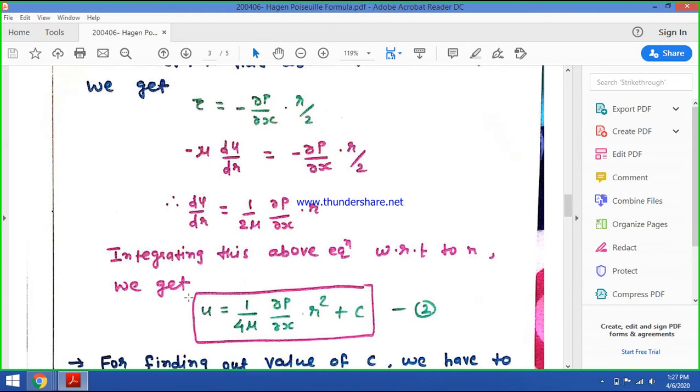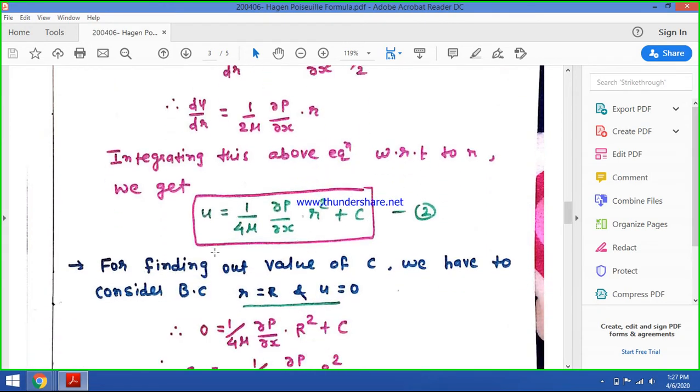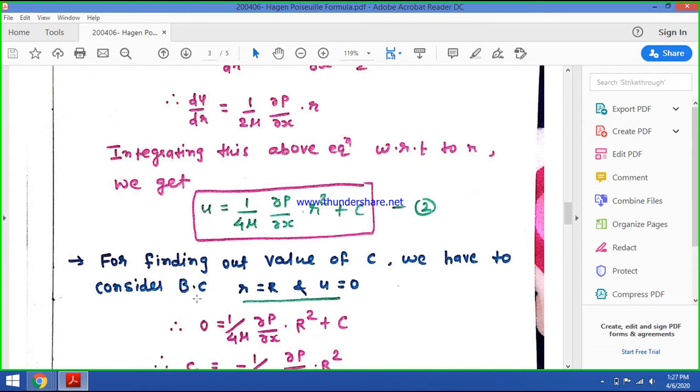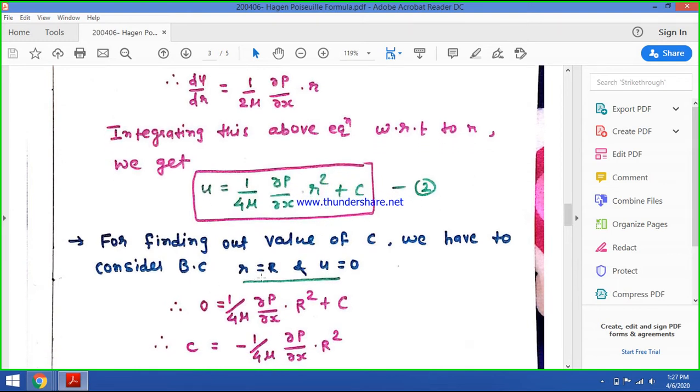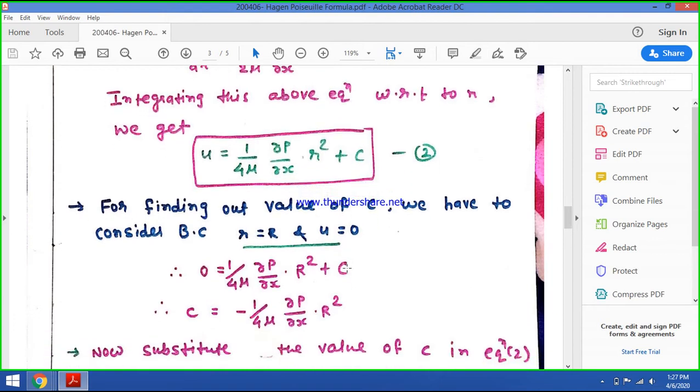Okay, so what will you get? You will get a velocity distribution u is equal to 1 upon 4 mu del p by del x into r square plus c. This is equation number 2. Okay, now what we have to do here? We have to find out the value of the constant to find out the velocity distribution. Okay, so for finding out the value of c, we have to consider the boundary condition: small r is equal to capital R and u is equal to 0.